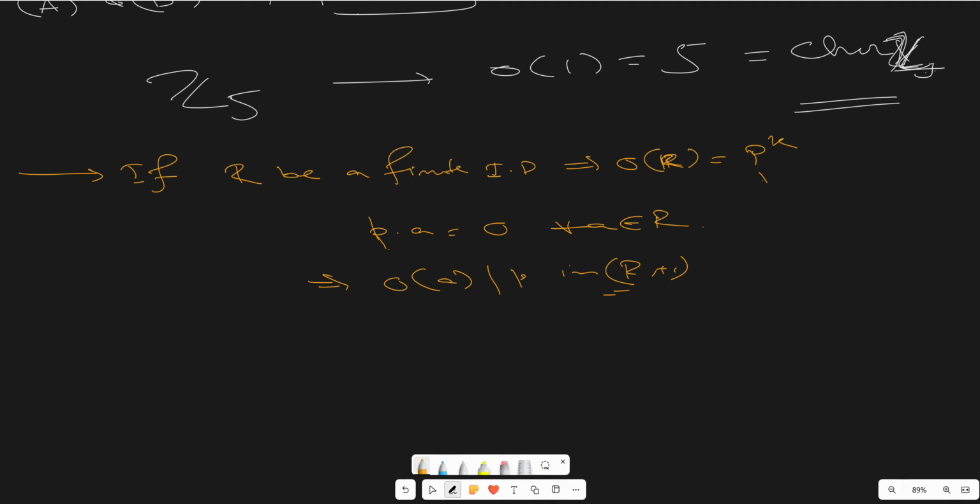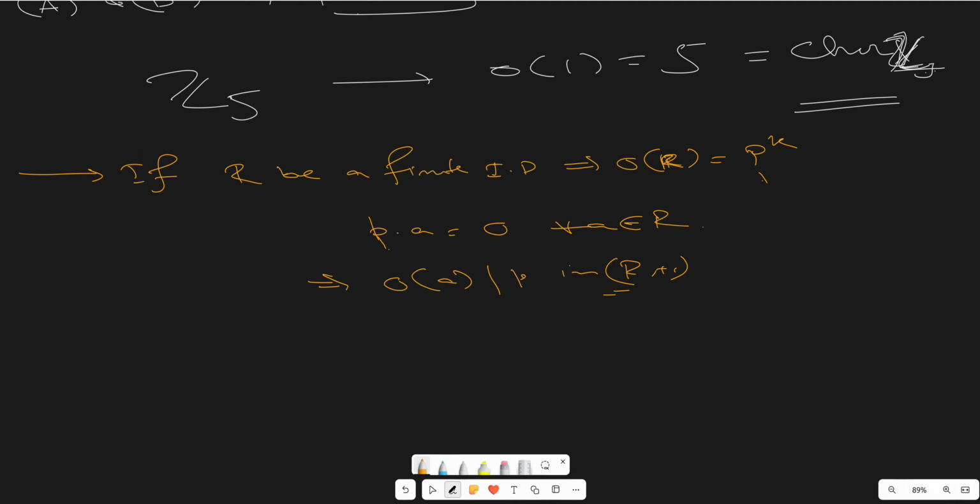Are you getting my point? If R is a finite integral domain, what does it mean? The order of R will be some p to the power k. This is a finite integral domain, so p dot 1 will be 0 for every r, because the characteristic of the integral domain will be p, right?